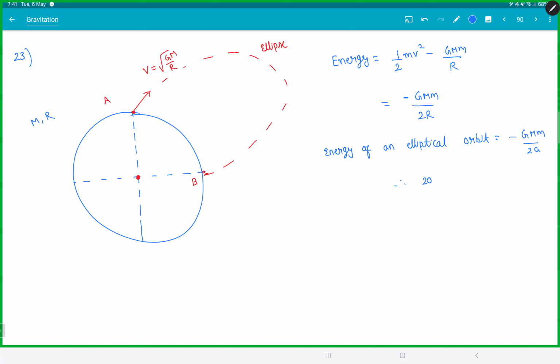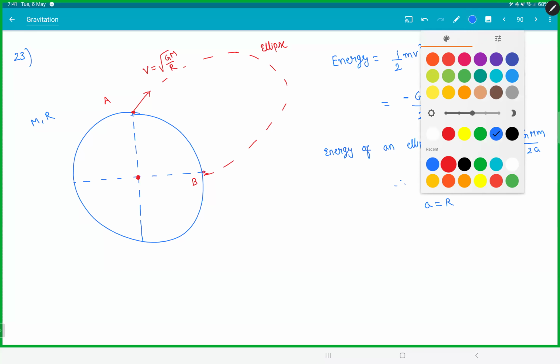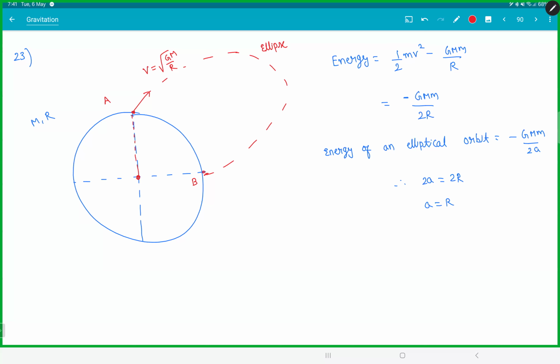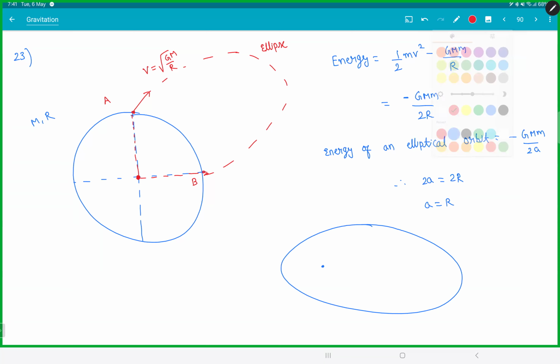Therefore, we proved 2a is equal to 2r and a is equal to r. So we proved a is equal to r. So now if I take this ellipse, this is your focus. This is A, this is B. Think about it. If you say A is equal to R, this is R, and this is R, isn't it?